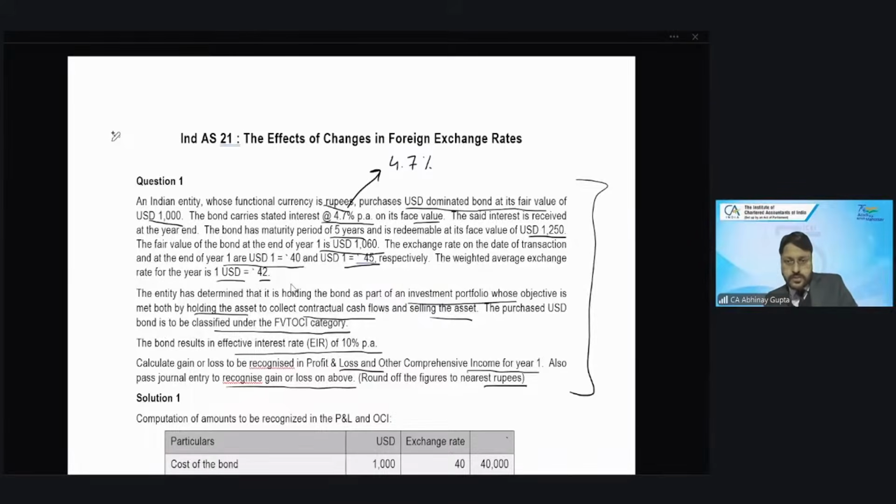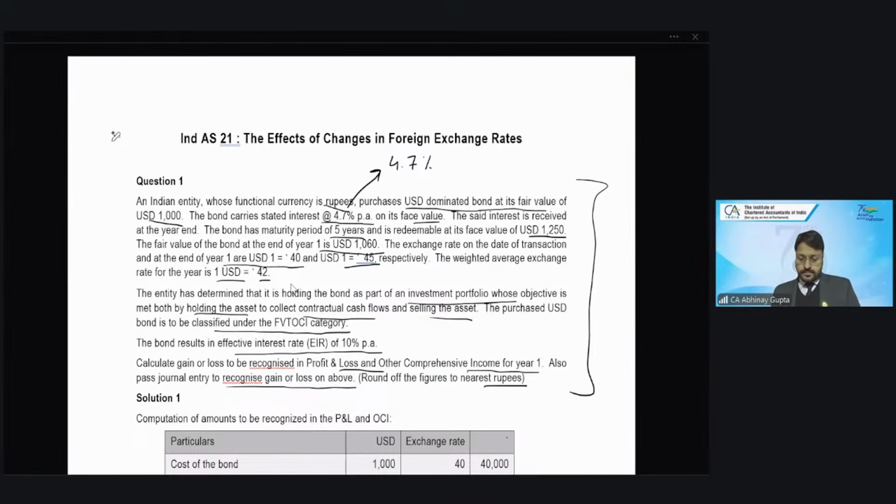Any luck with the solution? Yes, sir. So what would be the journal entry? What is the interest income which will be recognized in the P&L? What is the amount of the interest income?